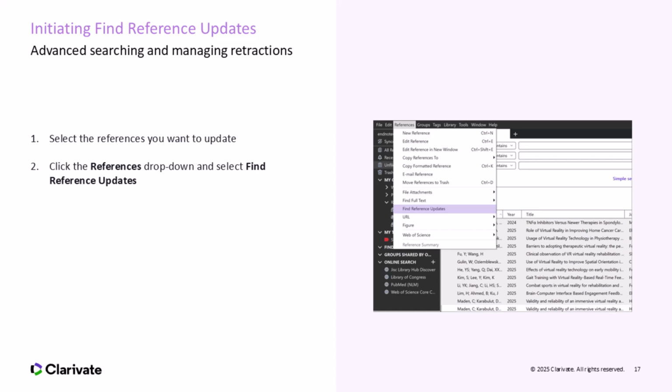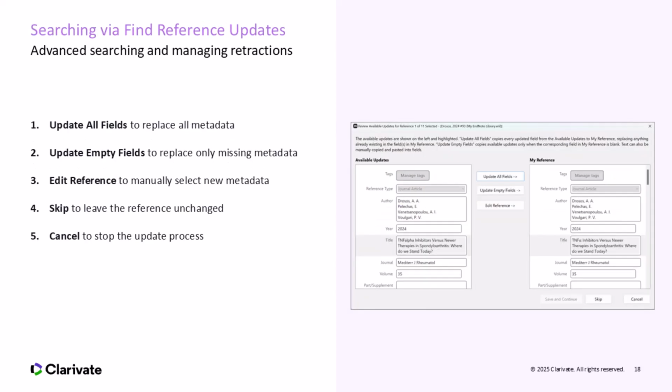This will start the process of searching for available updates for the selected references, ensuring your library remains current and accurate. When you run the Find Reference Updates search, EndNote will give you several options for updating metadata. Here's what each option means. If you want to replace all metadata in a reference with the most current version, select the Update All Fields button. This will overwrite any existing data. If you prefer to only replace the missing or incomplete fields, click the Update Empty Fields button.